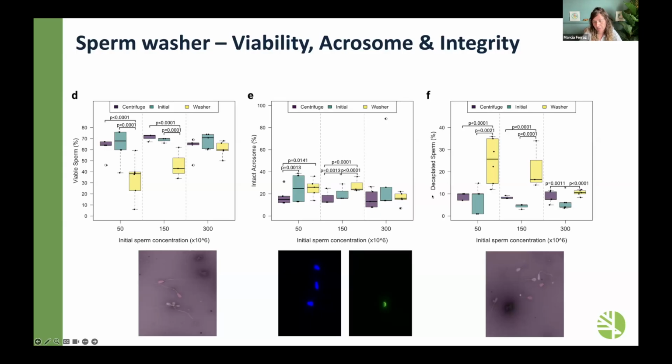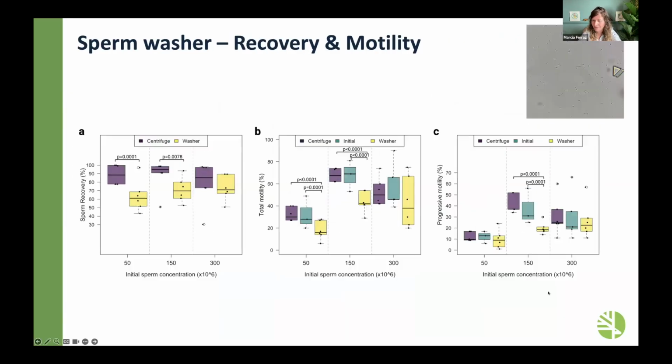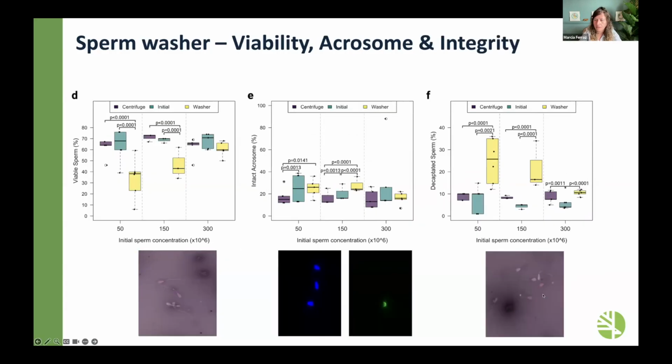We also checked this because when we were analyzing the semen, we saw a lot of decapitated heads. As you can see here, there is a head without a tail. We checked for that because we had a feeling that there were more, but in the end it was the same amount. It was more than the initial, the fresh one, but the same as with centrifugation.